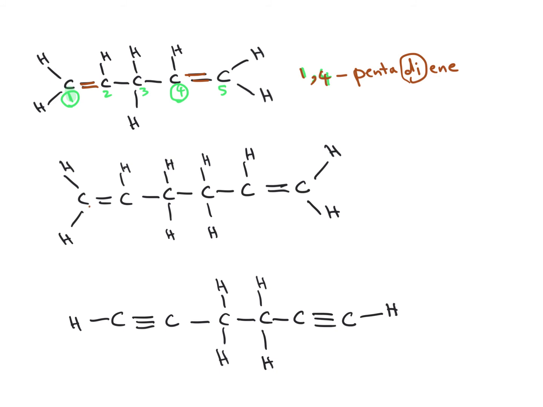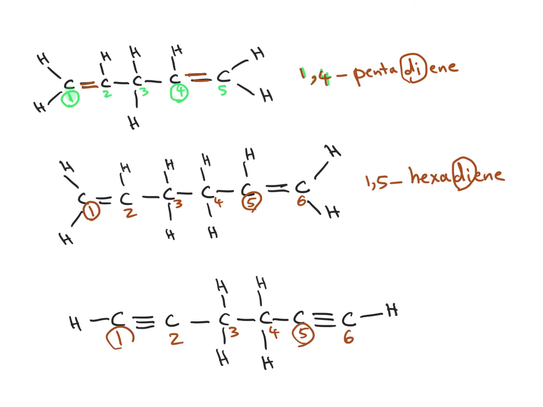Here, same thing. 1, 2, 3, 4, 5, 6. 1 and 5. We have 6 carbons in the main chain. It would be hexa. If we had only 1 double bond, it would be hexene. But here it would be hexadiene, and this di is 2.